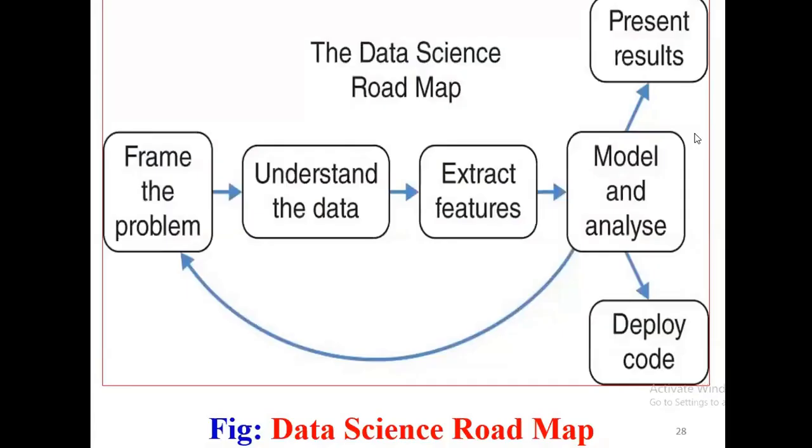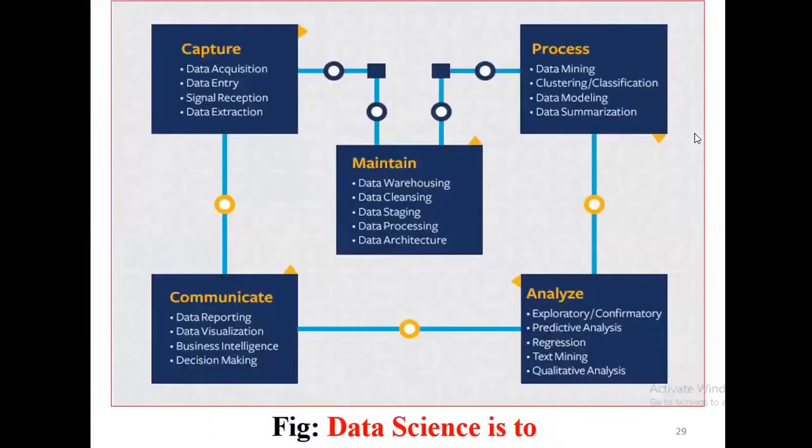Data science roadmap. If you see, first we need to frame the problem, then collect the data, and then you need to understand the data, then extract the features, then develop a model. That model predicts the results and code. So this is the data science institute.